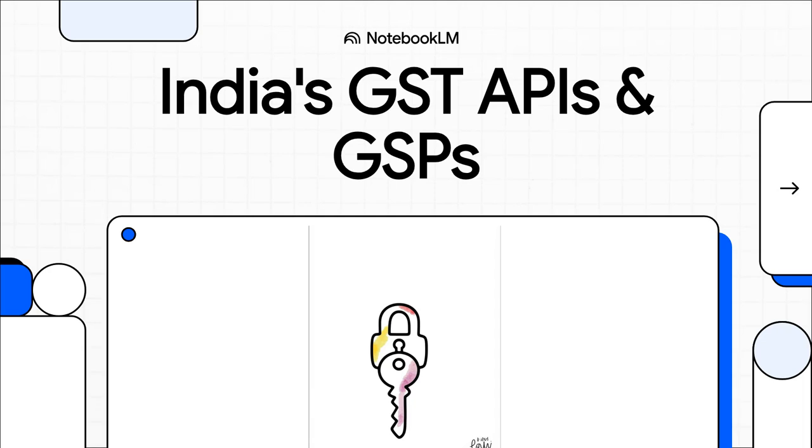Okay, so if you're running a business in India, you know GST compliance is a huge deal. But what's happening behind the scenes? Behind every single return and e-way bill, there's this whole world of technology that can be either your best friend or your worst enemy. Today, we're going to crack that code. We're going to demystify the APIs and the service providers that are really powering all of this GST automation.